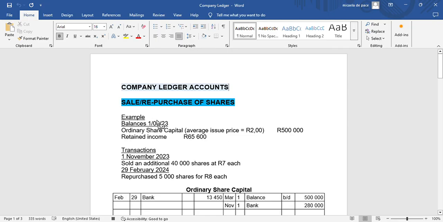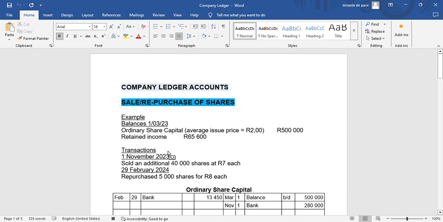So if you have a look here, you are given some opening balances on the 1st of March. You have ordinary share capital, 500,000 Rand, and they tell you that the average issue price is 2 Rand per share. If you divide 500 by 2, that will mean we have 250,000 shares that have been issued so far. You then have a retained income balance. Retained income is that income that's kept, or that part of profits that's kept by the company from previous years. In other words, it's not used for dividends or tax.